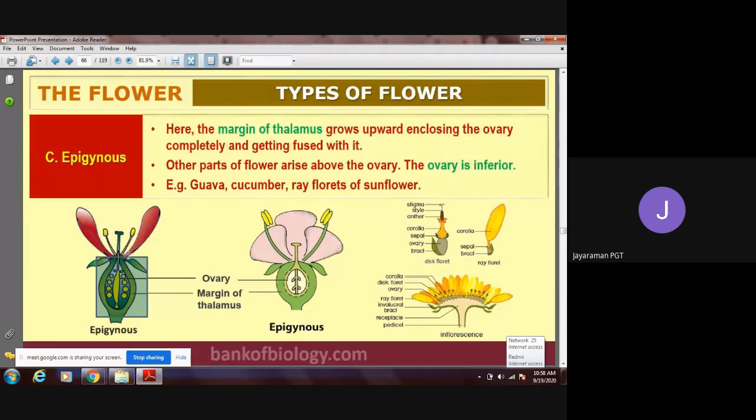In an epigynous flower, the position of the ovary is down compared to the other flower parts. It is known as the inferior ovary. Ovary is inferior. This can be seen in the guava. You have seen the guava. The fruit will be down, and at the tip you can find the calyx, corolla, and stamens at the tip of the ovary. Cucumber, Cucurbita family, ray floret, sunflower, you can find in this type of arrangement.